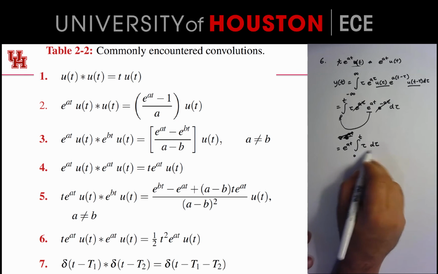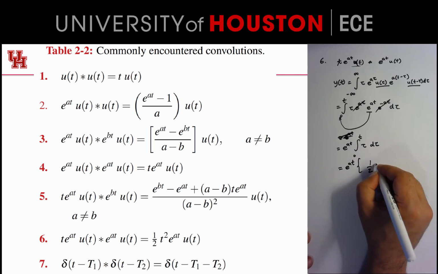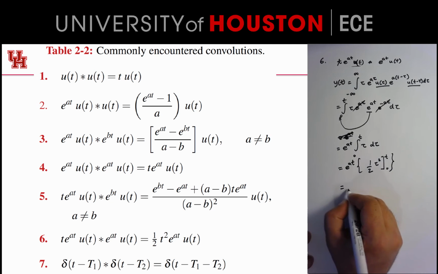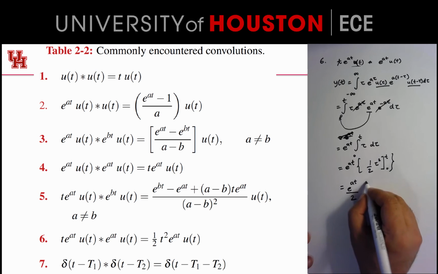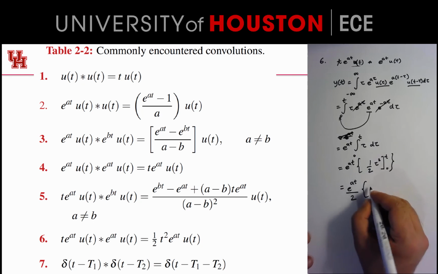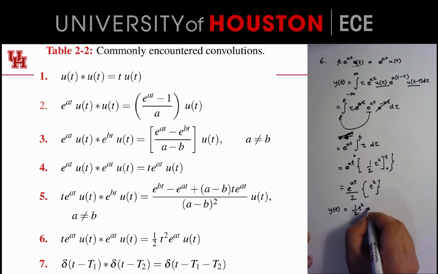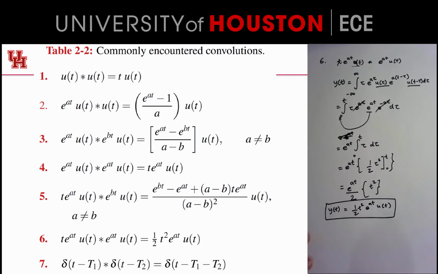Now the integral of tau d tau is just half tau squared, right? So e to the at times half tau squared, evaluated from 0 to t. This is e to the at times, I'll take the half outside, t squared minus 0 squared, so it's just t squared. So the answer is y of t, in this case, is given by half t squared times e to the at u of t. Okay, that's our answer in this case.